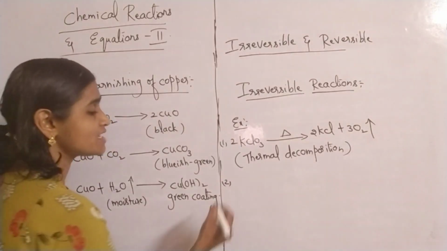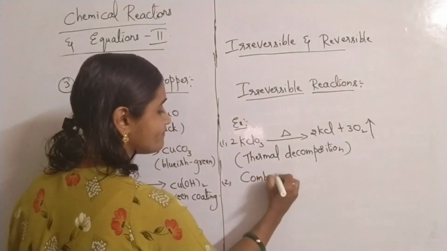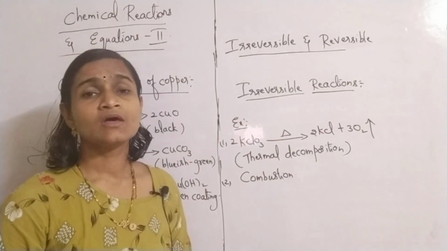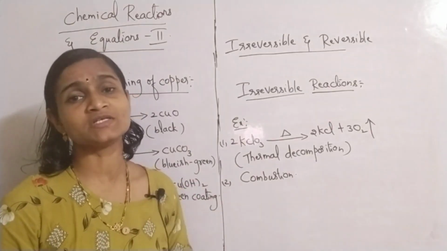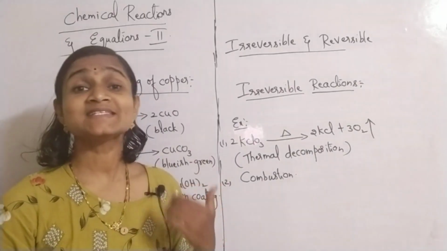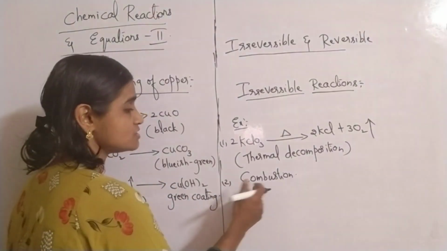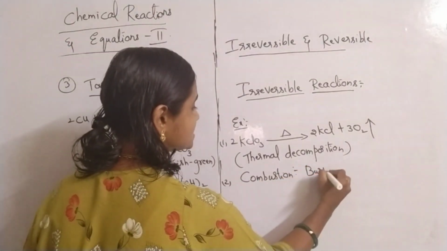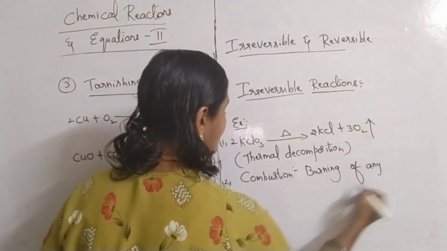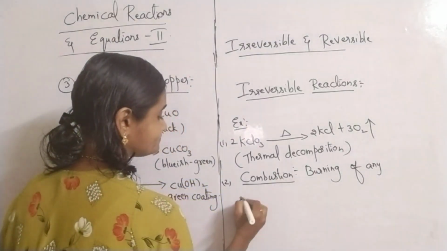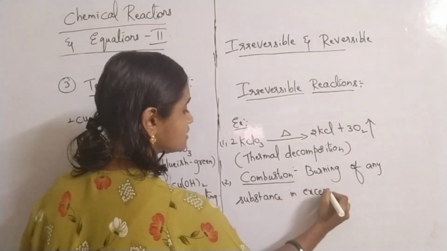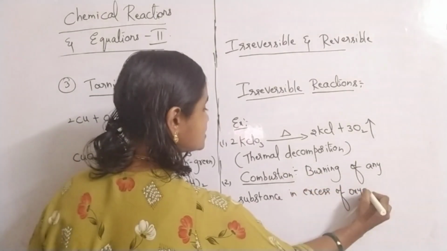Similarly, for irreversible reactions, you can take combustion reactions. You know what combustion reactions are? Reactions which happen in the presence of excess oxygen. Combustion means burning of any substance in excess of oxygen. Burning of any substance in excess of oxygen, you call it combustion reactions.